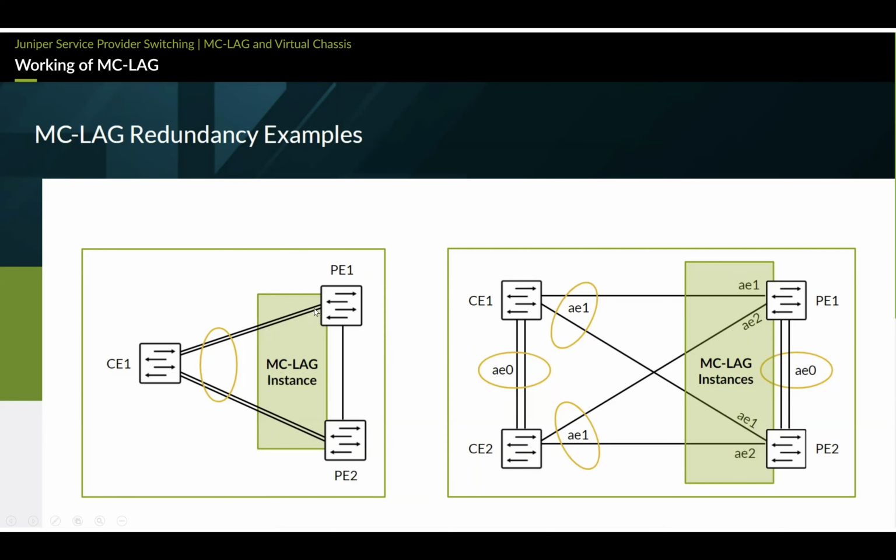See another topology here. This is the example topology. Consider multiple links from P1 and multiple links from P2. You can aggregate all four links, which are connected with CE1, in a single MC-LAG. This is the more complex topology. C1 has node level redundancy, so the customer has node level redundancy and also link level redundancy. The service provider also has link and node level redundancy.